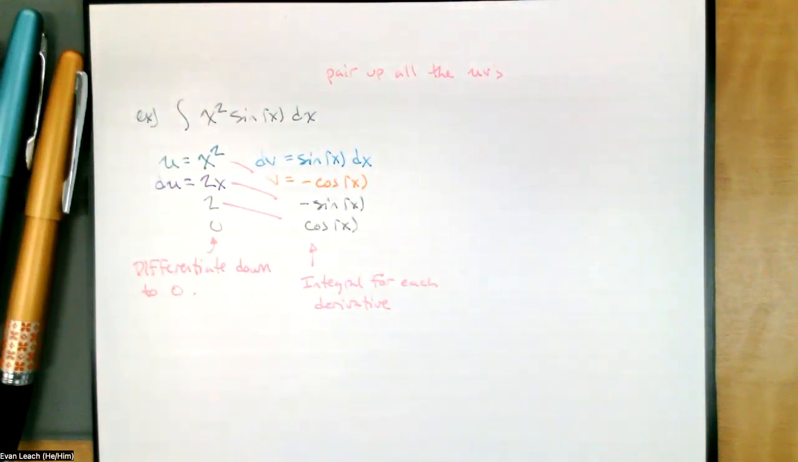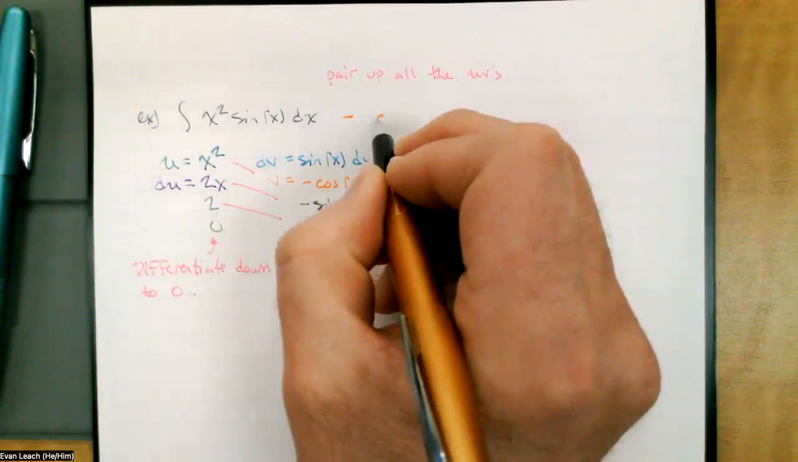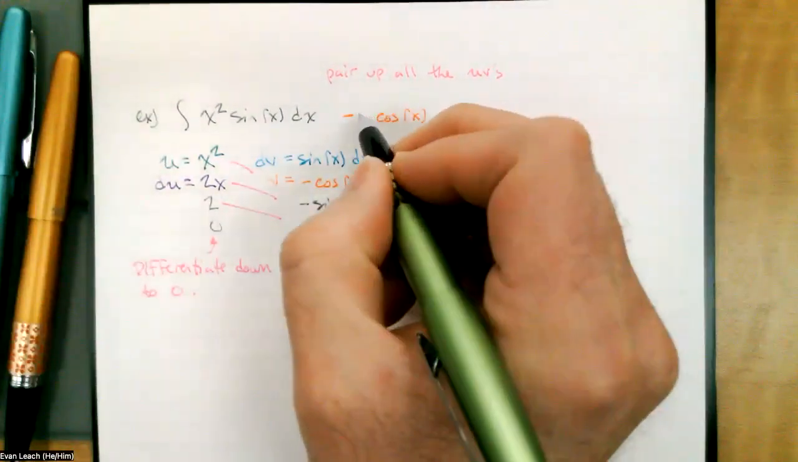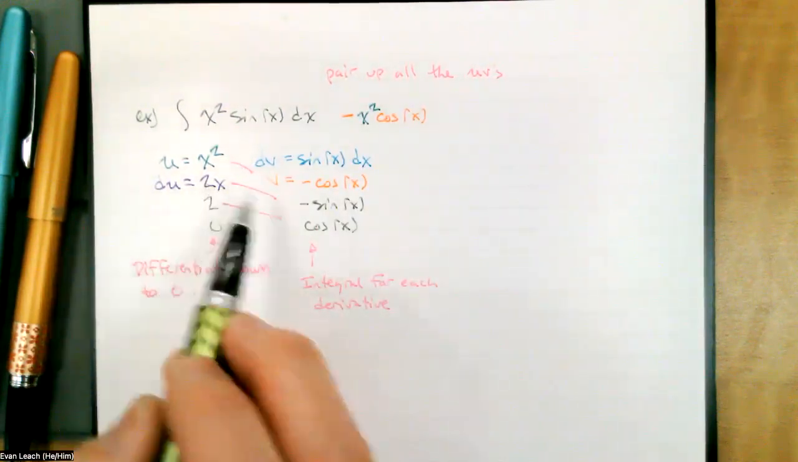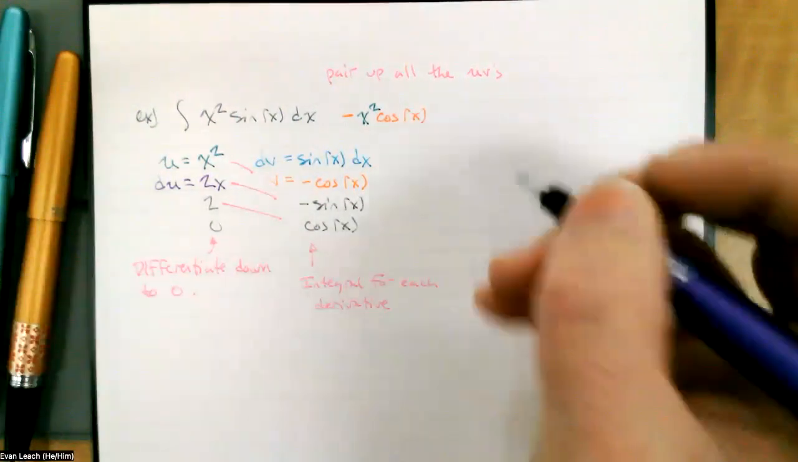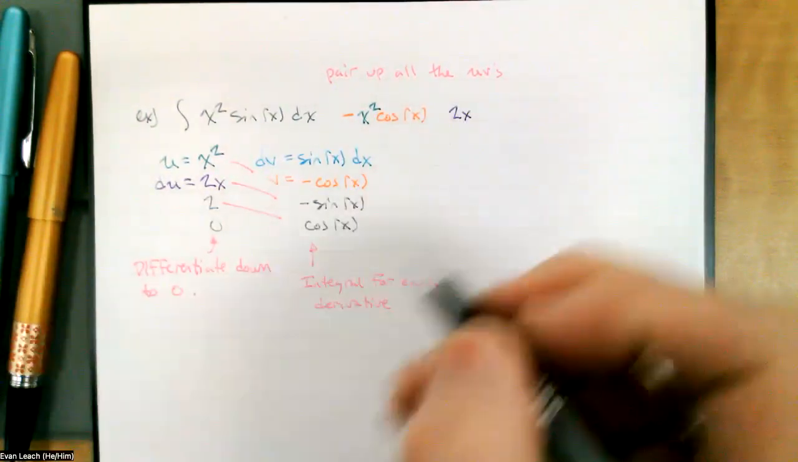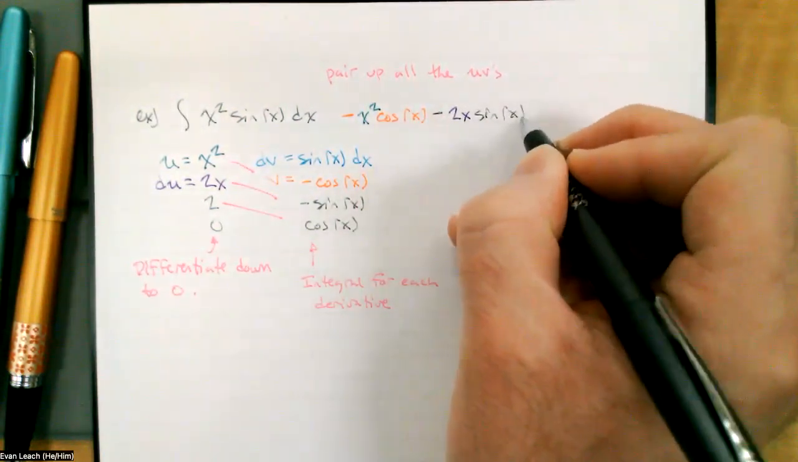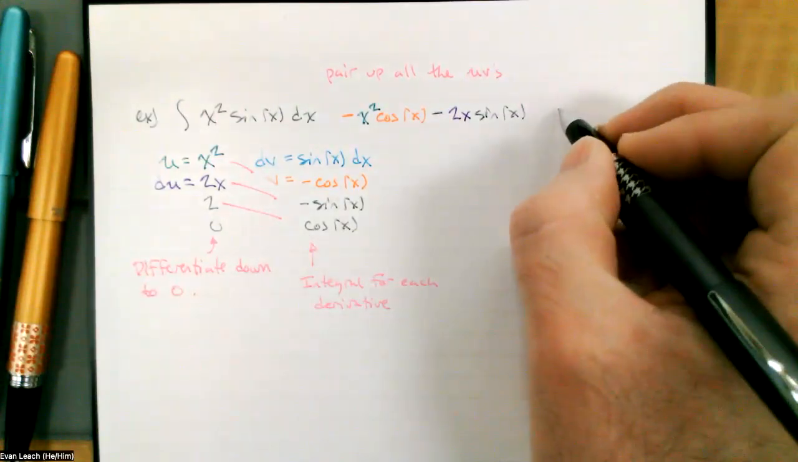So our first term is going to be negative x squared cosine x. Our next term is going to be 2x times negative sine x. And our last term is going to be 2 times the cosine of x.